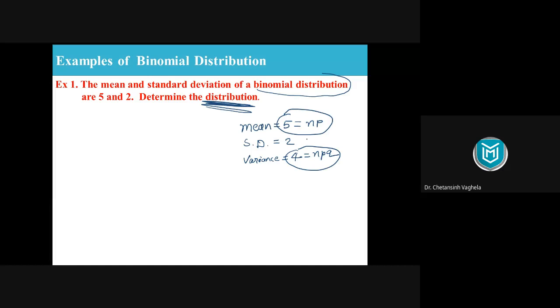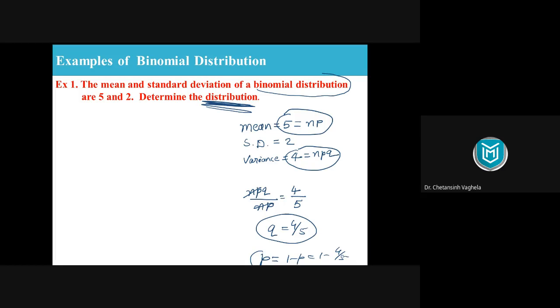We can take its ratio in any way. That means I have n into p into q, इसकी वैल्यू 4 है. मेरे पास n into p की वैल्यू 5 है. So I can go for the ratio of both of these. इन दोनों का ratio ले लेता हूँ. In that way, n into p will get cancelled out from the numerator, and q will be 4 by 5. Once we have the value of q, अगर q 4 by 5 है, then we may go for p. p will be 1 minus q. That means 1 minus 4 by 5. That will be 1 by 5.